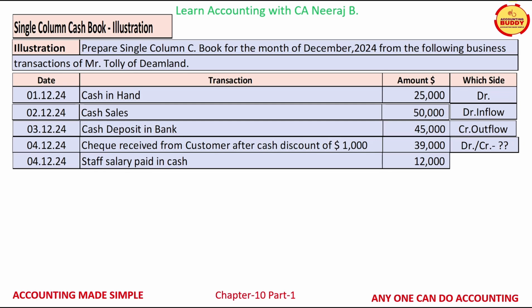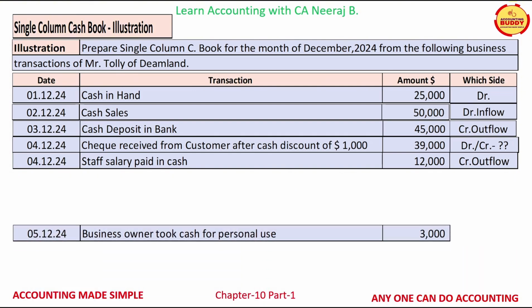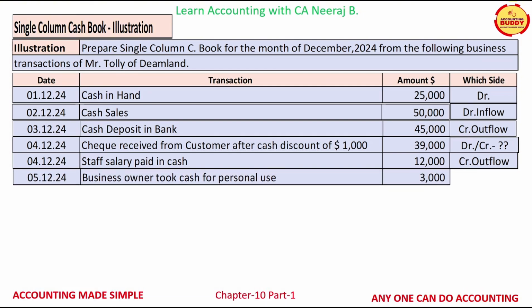This transaction will be recorded on the right hand credit side of the cash book since it is an outflow of cash. On 5th December, business owner took $3,000 for his personal use.